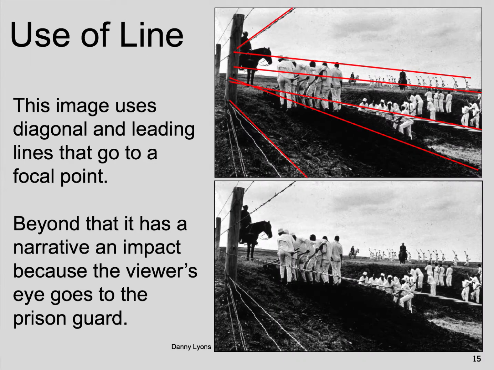Use of lines. Here's a great example, this Danny Lyon photograph, and how lines are kind of coming together. If you look at the barbed wire fence, and you look at the groups of prisoners here, you can see these different lines coming towards the guard who's on horseback there, and he's backlit and looking down at everybody else. So these lines kind of draw you up to that point. And not only is it a visual emphasis, but you can get the feeling of this authoritarian figure looking down over these prisoners at the same time. So there's maybe some content to be derived out of this as well.